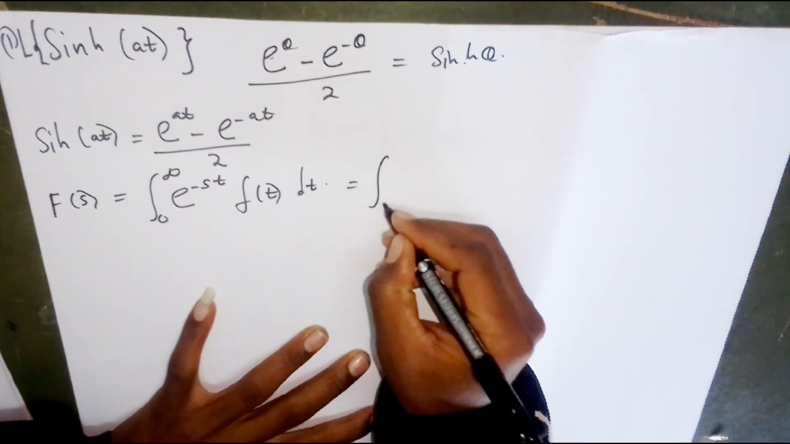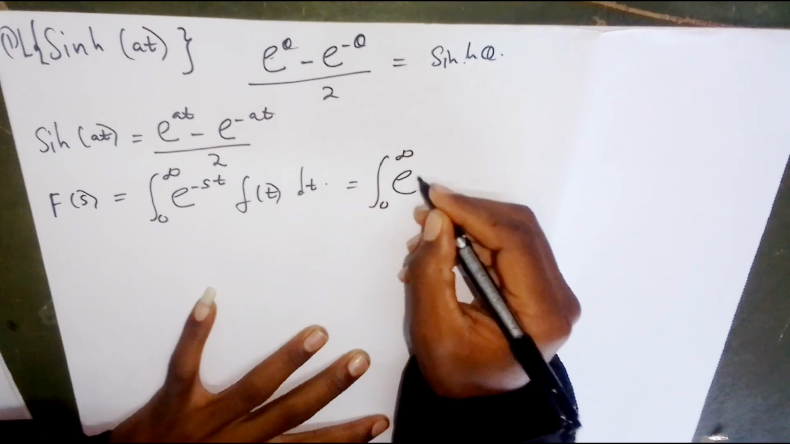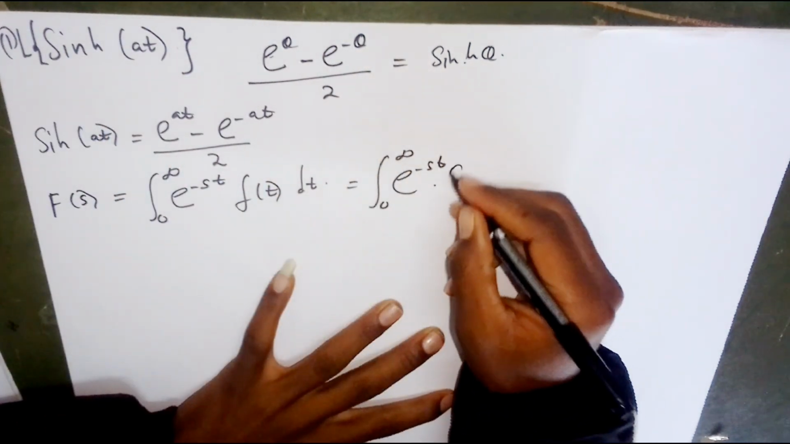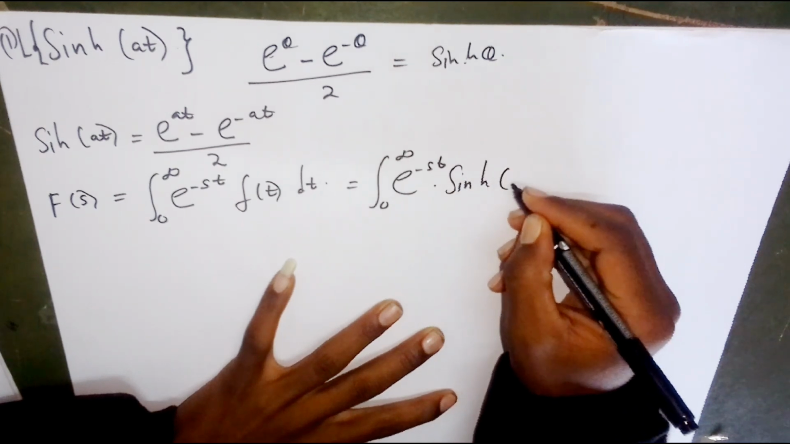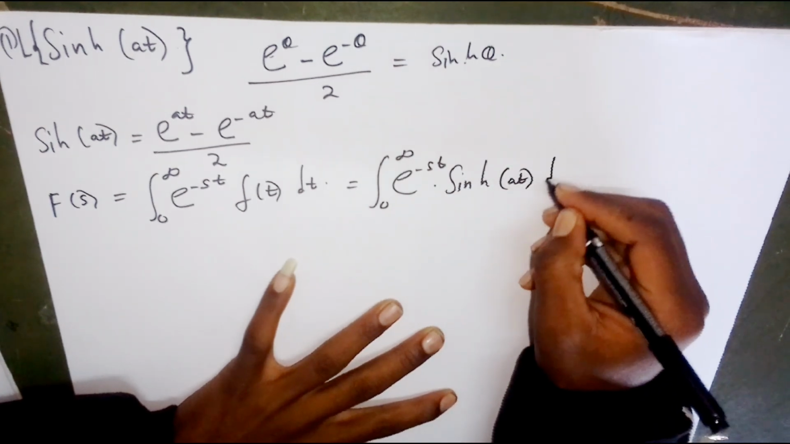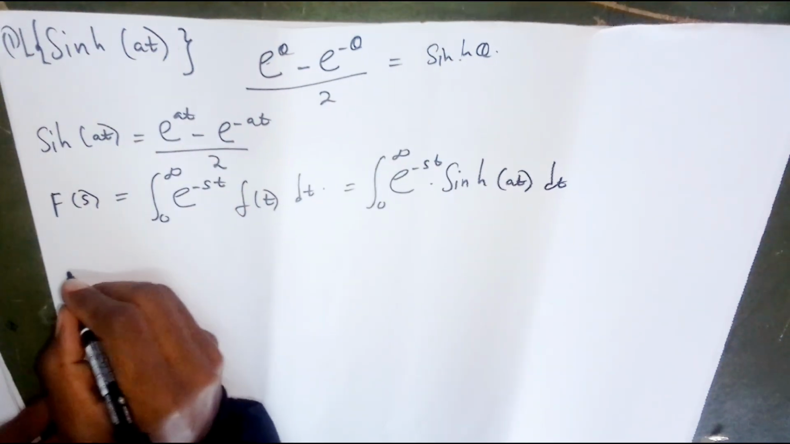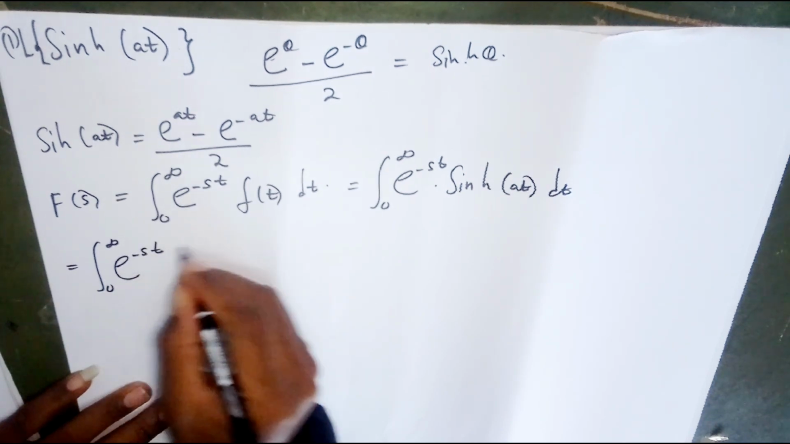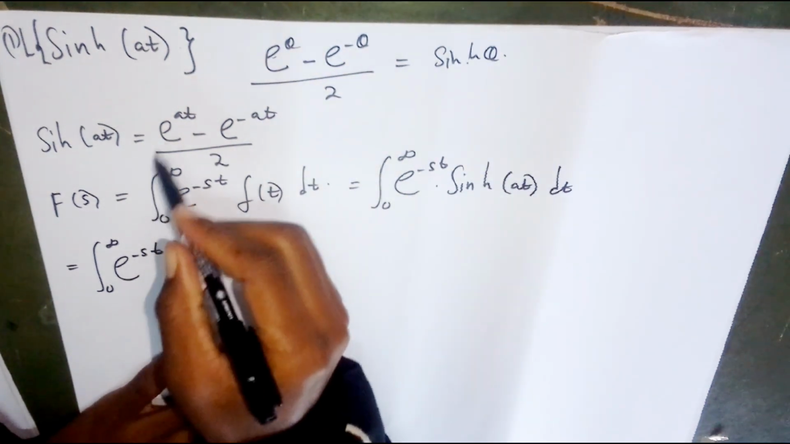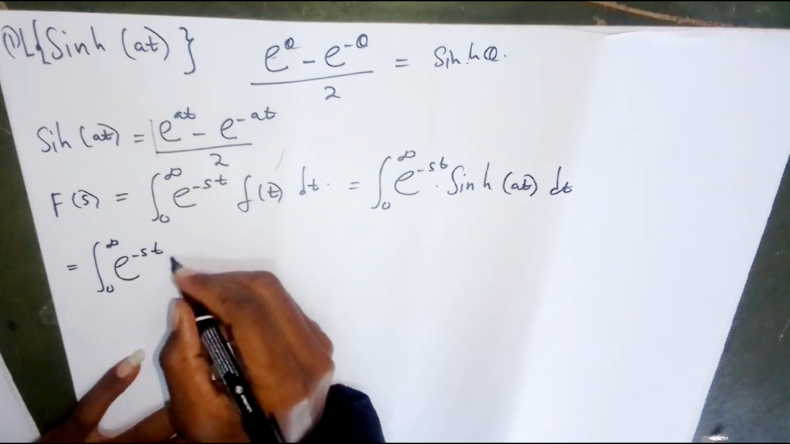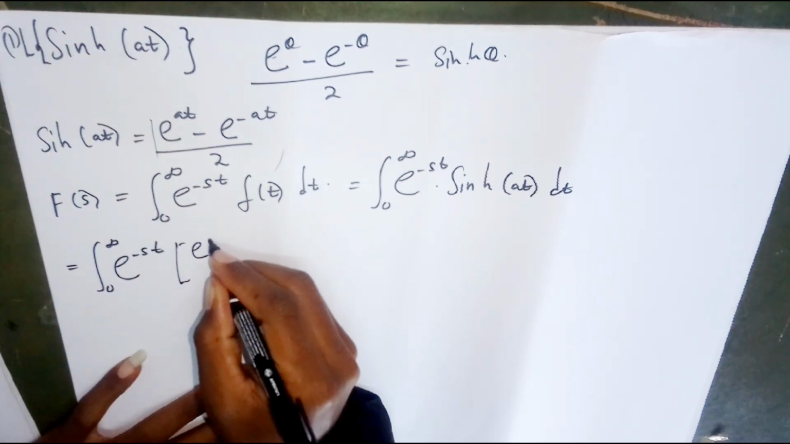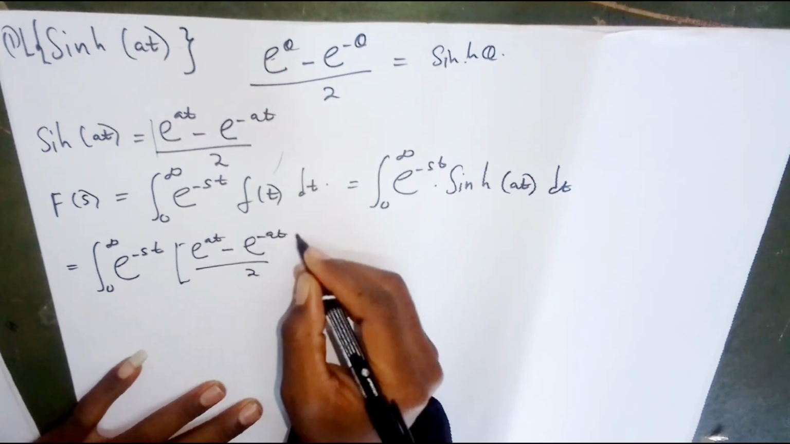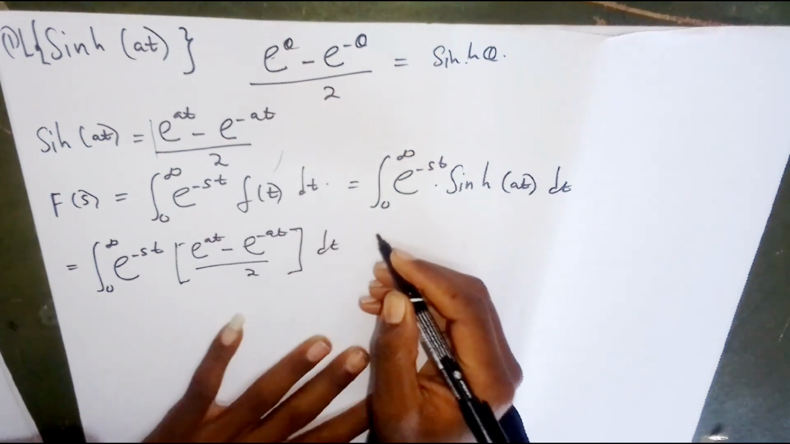And now we say the integral from 0 up to infinity of e to the power negative st times f of t, where we have sine at dt. But we know that sine at is represented by (e to the power at minus e to the power negative at) over 2. So we can take this exponent here: e to the power at minus e to the power negative at, over 2, dt.